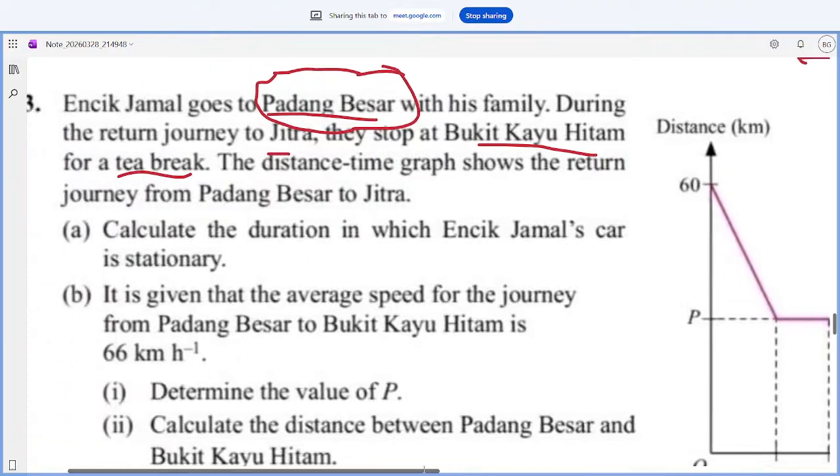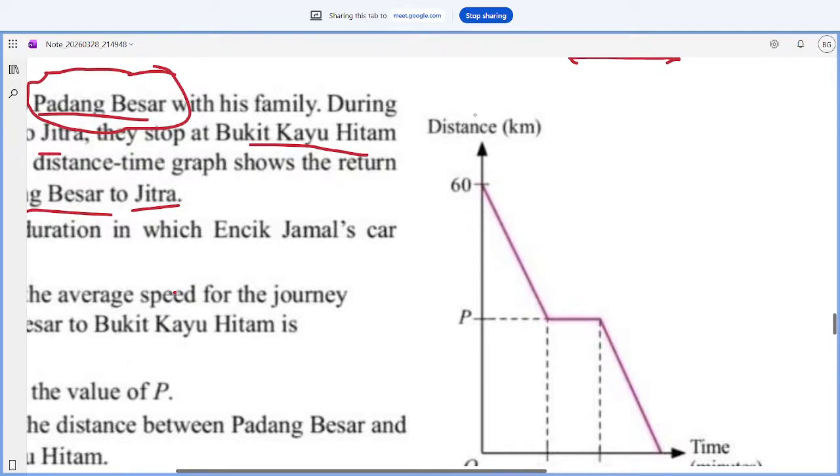Let's see the question. Okay, so the question is a distance time graph showing the return journey. Okay, dia balik Padang Besar to Jitra. So basically, Padang Besar is here. I use short form, guys, PB. And then Jitra, dia berehat. Over here is Bukit Kayu Hitam. Dia berehat. BKH. Bukit Kayu Hitam. And then go back to Jitra. You guys kena bayangkan macam ni lah. Okay, this is the journey.